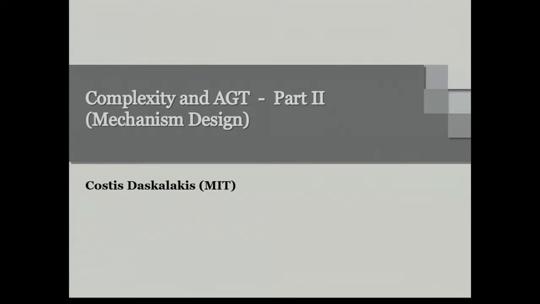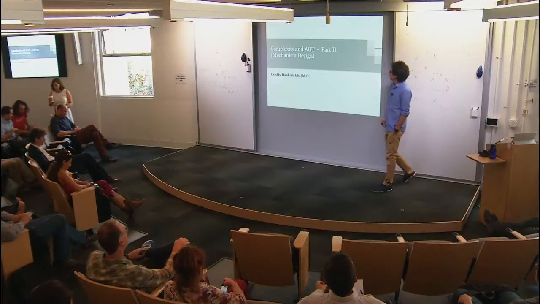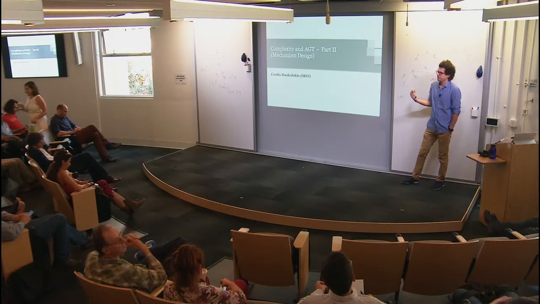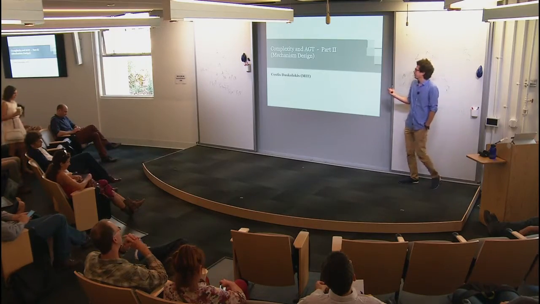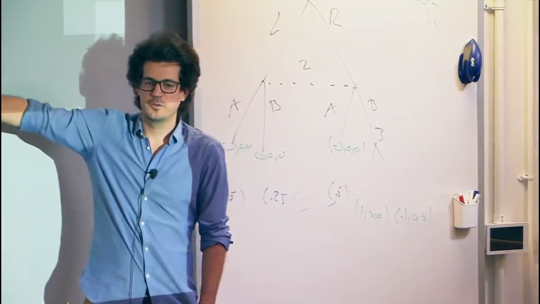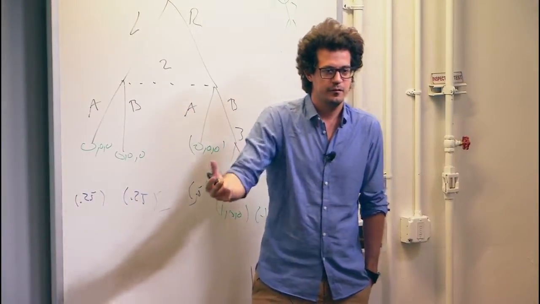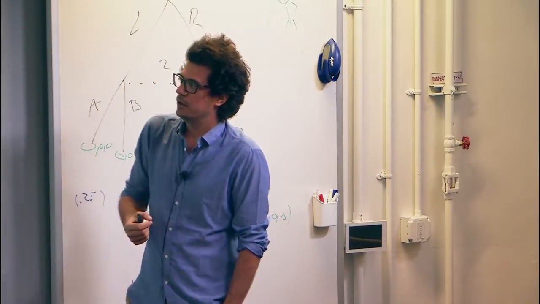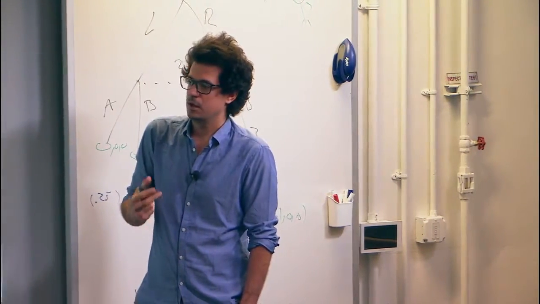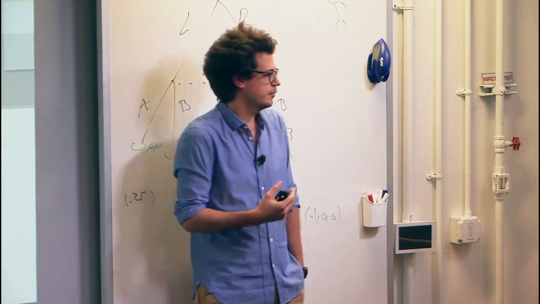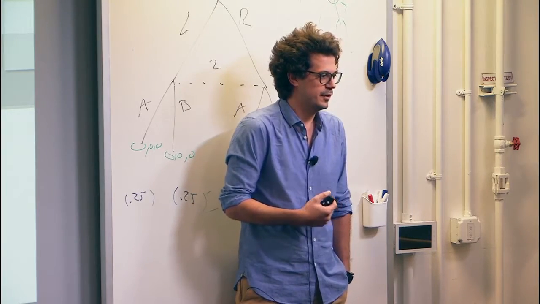All right, this is the second part of the tutorial on complexity and algorithmic game theory. And we're switching contexts for this talk, and we're talking about mechanism design. Okay? So I'm going to present some beautiful results that have been developed when you look at mechanism design from a computational perspective.